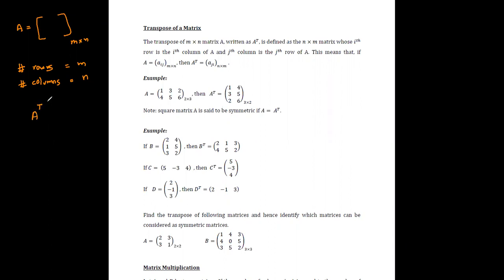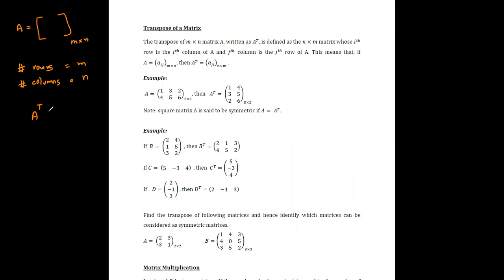This is a notation, not writing it as the T-th power of A. It is not that way. This is just a notation, and it is read as the transpose of matrix A. If I simply explain the process of the transpose of a matrix, you are interchanging the columns as rows, or vice versa, rows as columns.